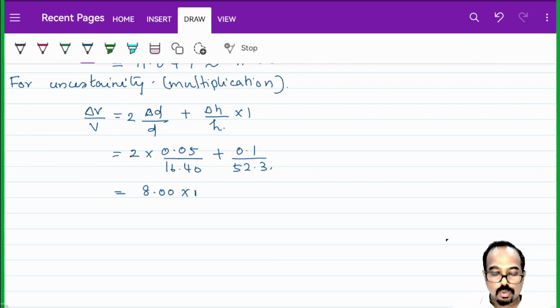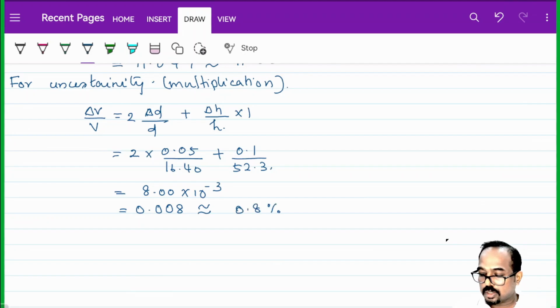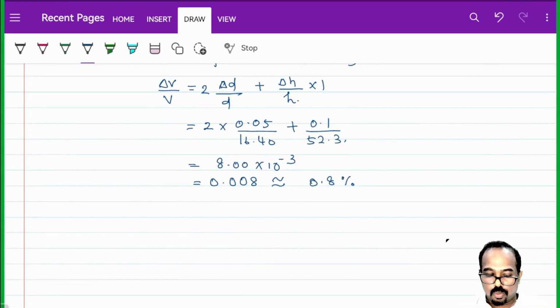8.00 into 10 to the power minus 3. So you can write it as 0.008, which is approximately equal to, multiply by 100, you will get the percentage uncertainty, right? 0.8 percentage uncertainty is there in the volume. Now, in terms of fractional uncertainty, absolute uncertainty, you can represent it.